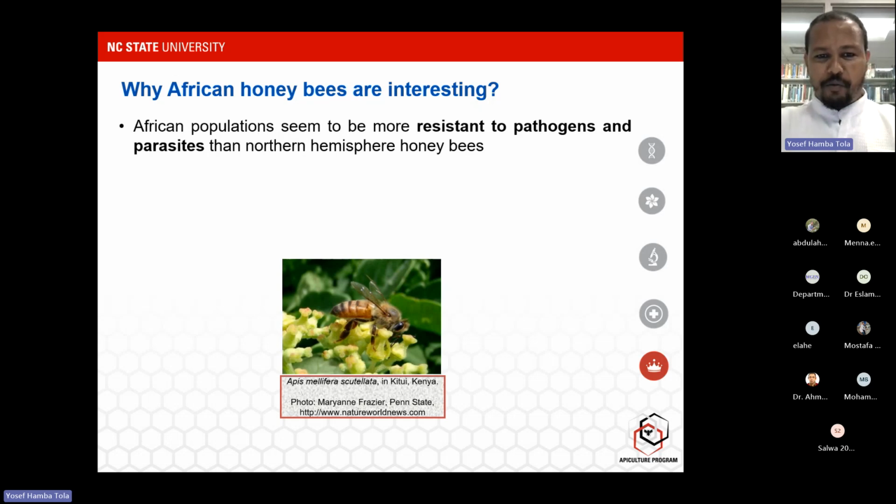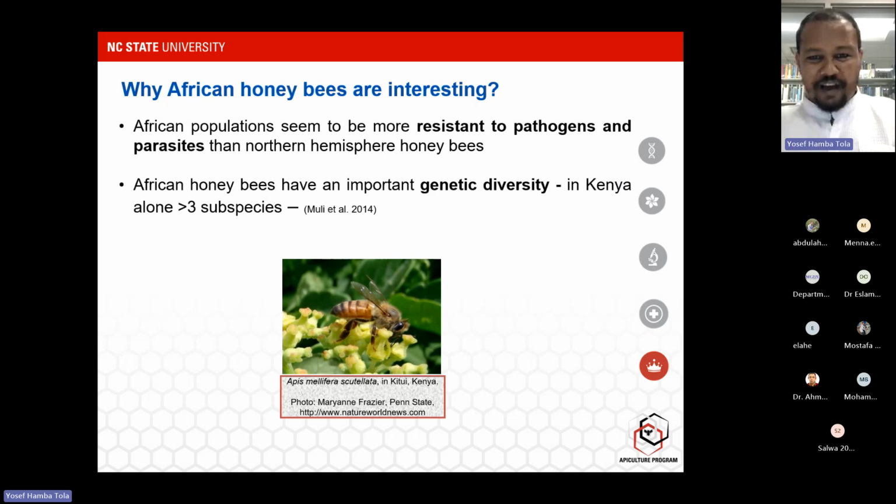We have the African population, which seems to be more resistant to pathogens and parasites than the Northern Hemisphere honeybees. In addition, we have important genetic diversity in the African continent. For example, only in Kenya, we have more than 3 subspecies of honeybees.